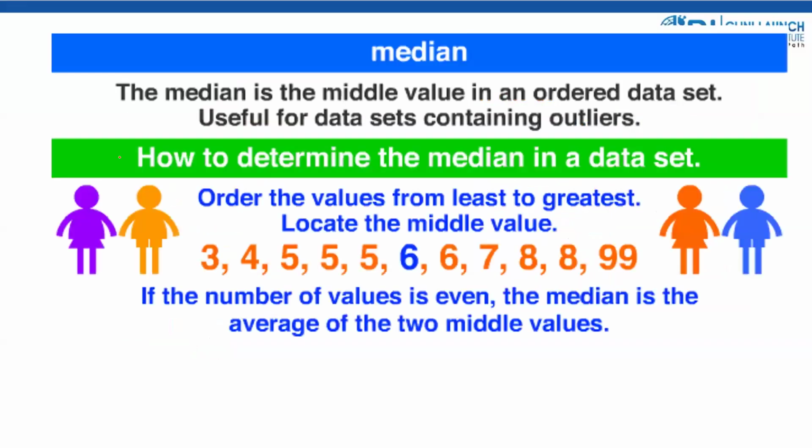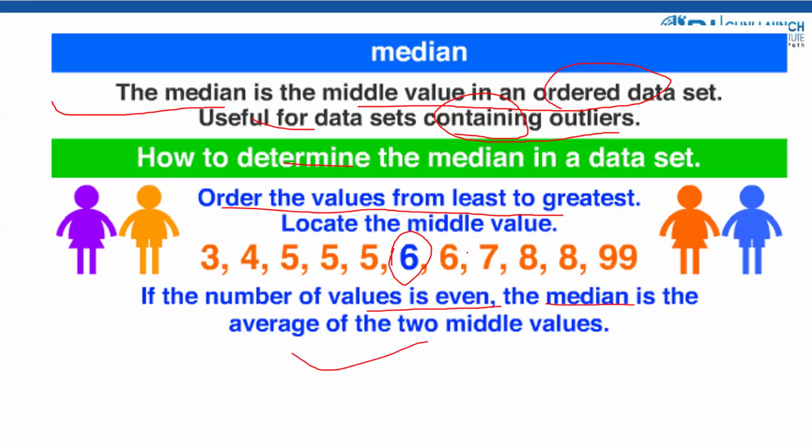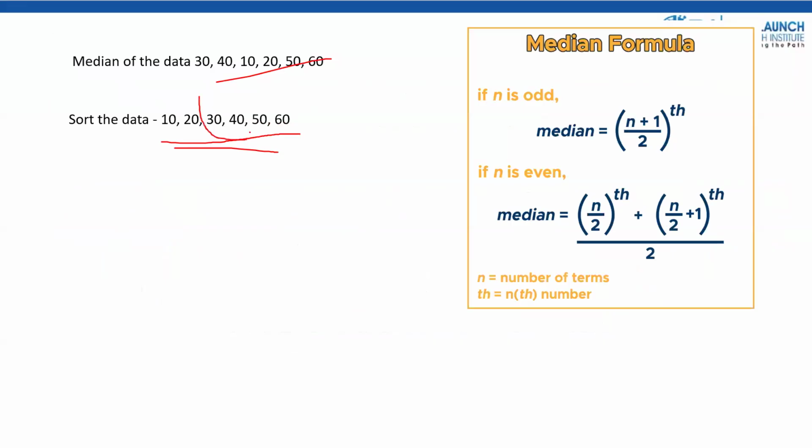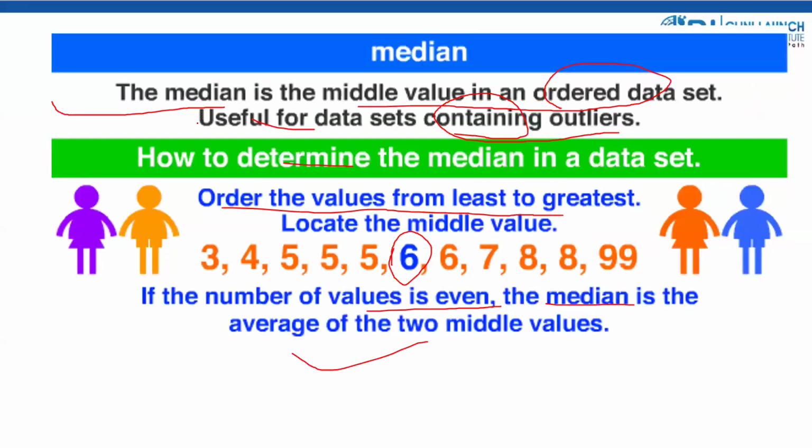Next, let us learn about the median. The median is always the middle value in an ordered data set. This is very important. It can be useful if you are using a data set that contains outliers. So how to determine the median? Always order the values from least to greatest. Locate the middle value. And if the number of values is even, the median is the average of the two middle numbers. So if it is an even number, it is the average of the two middle numbers. This is the other way you can calculate the median.